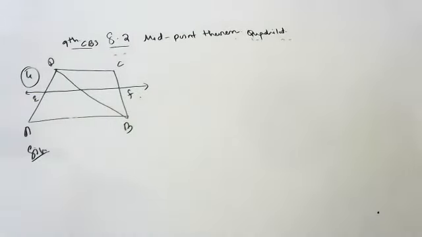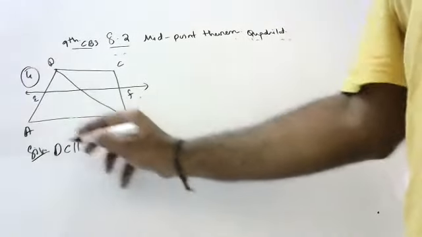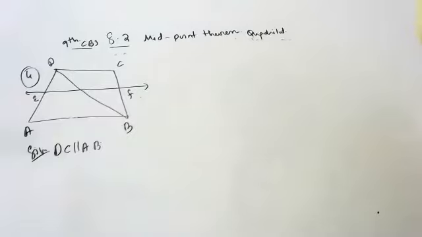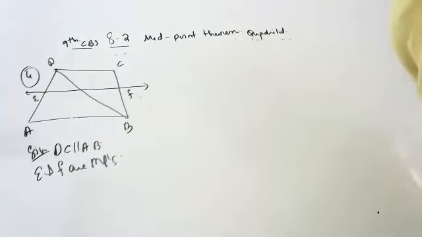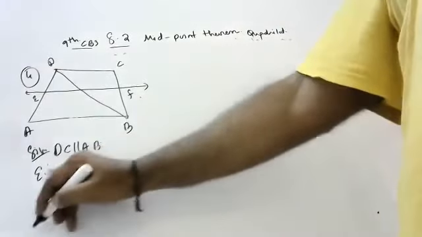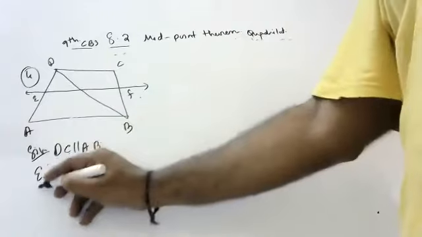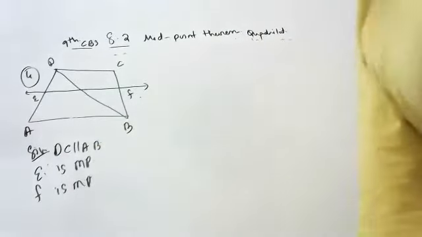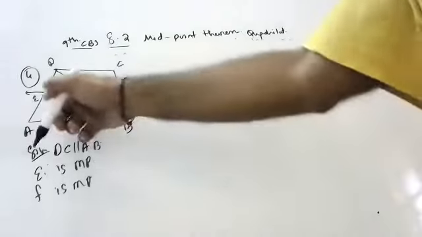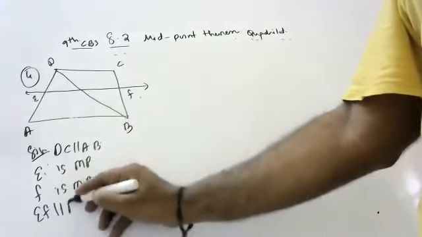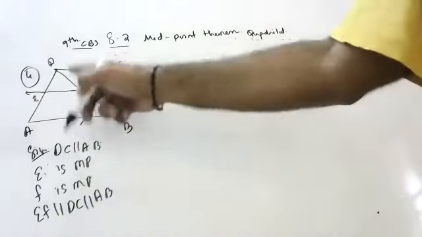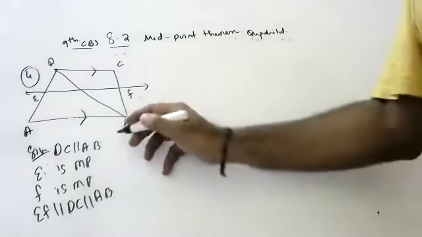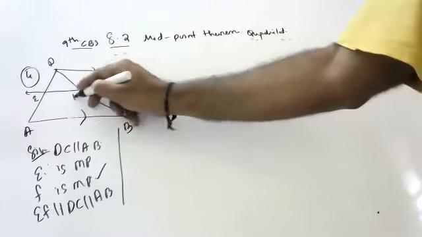They said ABCD is a trapezium. They said BC is parallel to AB, because it is a trapezium. And they also said that E and F are midpoints. Sorry, E is a midpoint. We have to show that F is a midpoint. And they said that EF is parallel to CD and parallel to AB. Already these both are parallel because it is a trapezium. Now this is also parallel, which means all three are parallel. Now we have to show that F is a midpoint.